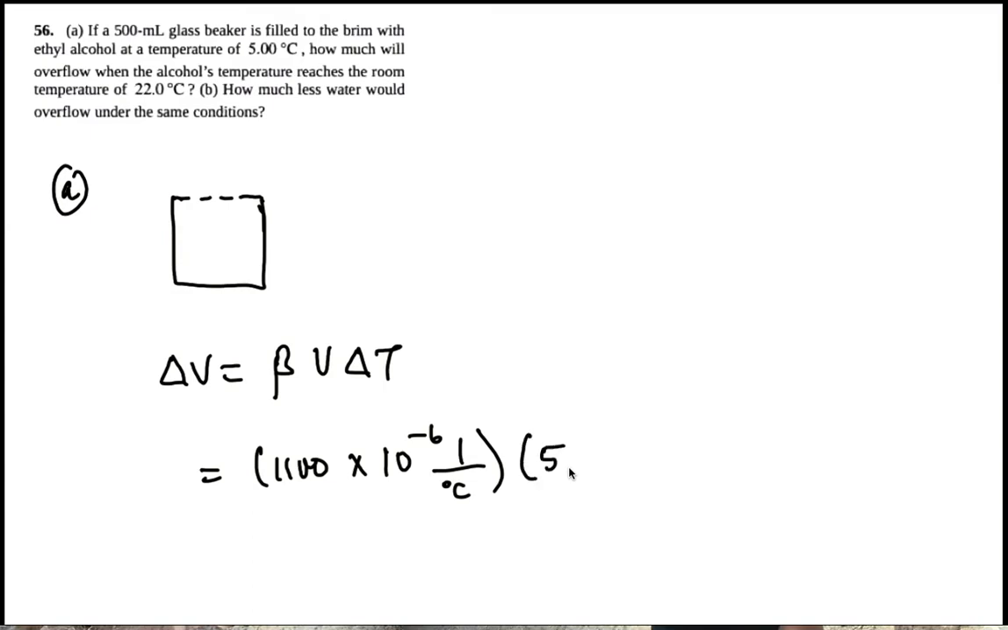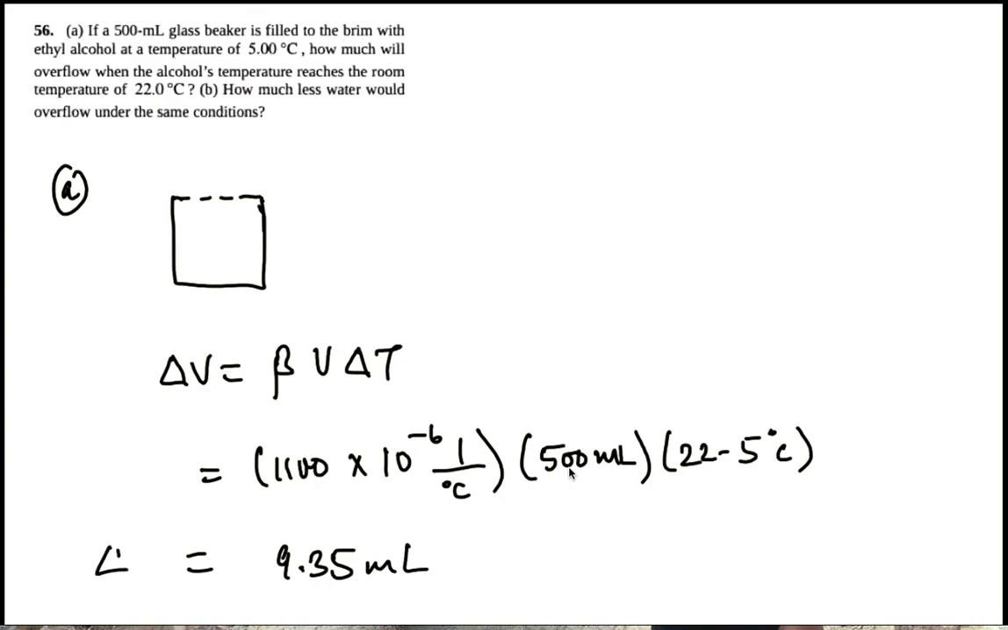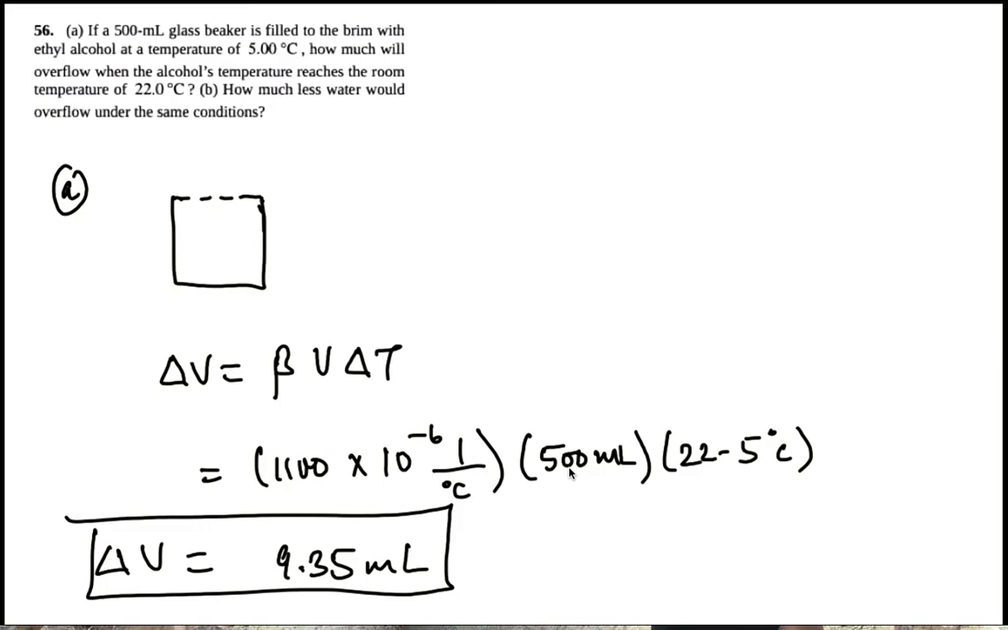And this is 500 ml, so our increase in volume will come in ml, and the temperature rise is 22 minus 5 degrees Celsius. Okay, so this works out to 9.35 ml. So about 9.35 ml will overflow.